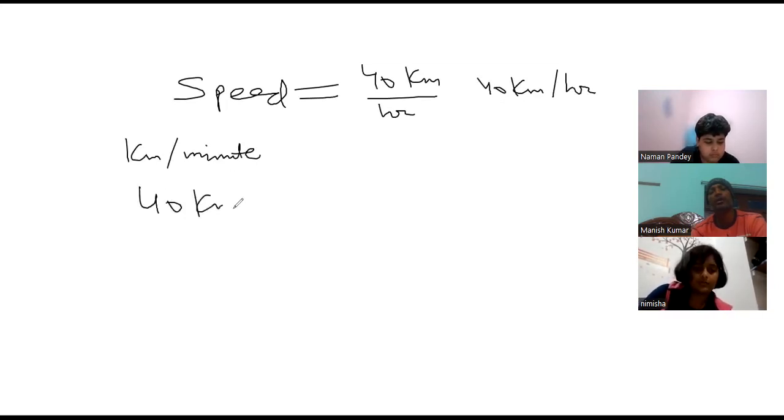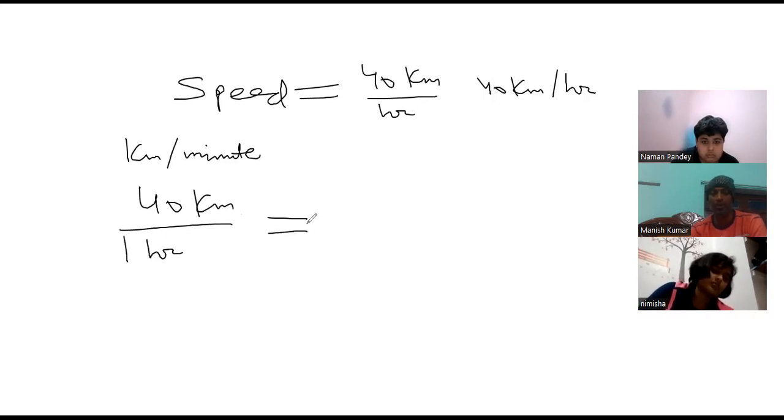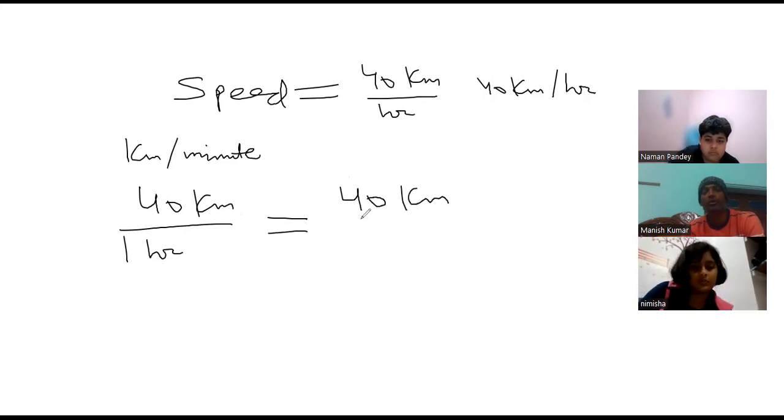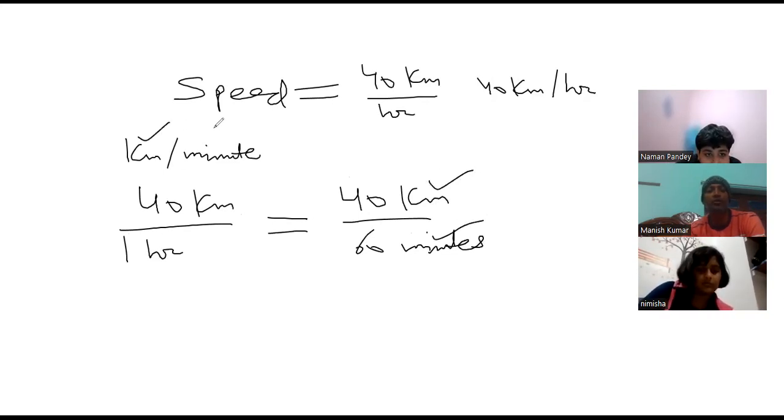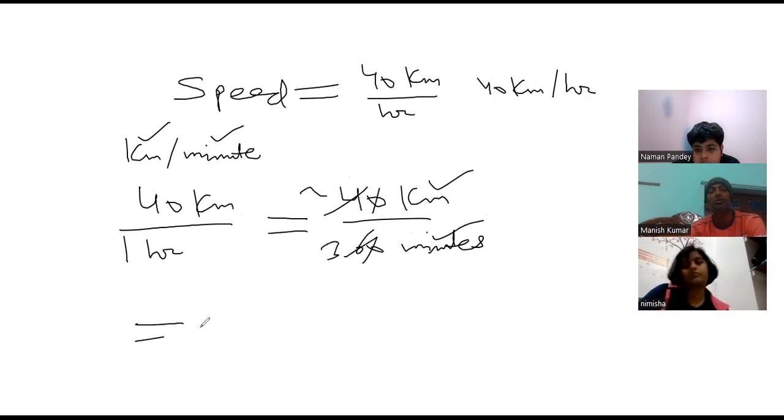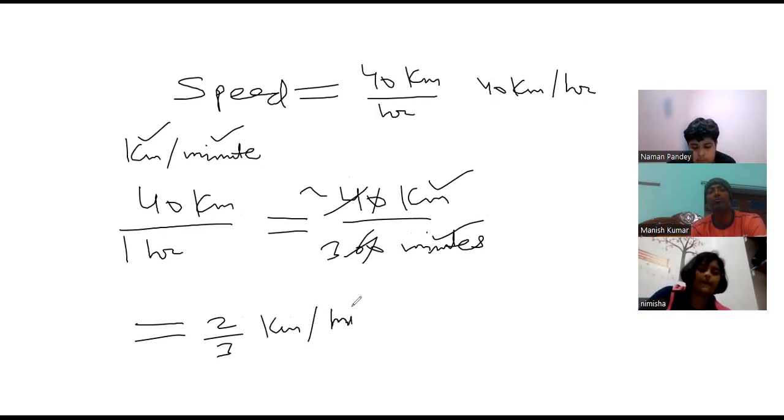First, I am writing here 40 kilometer by 1 hour. Now what should I write? So 40 kilometer by 60 minutes. Now here we have got kilometer, here we have got minutes. This only we wanted. Naman understood how to convert? Now this 0 will cancel out. Here we can write 2 2s and 2 3s, isn't it? Is equal to 2 by 3 kilometer per minute, isn't it?